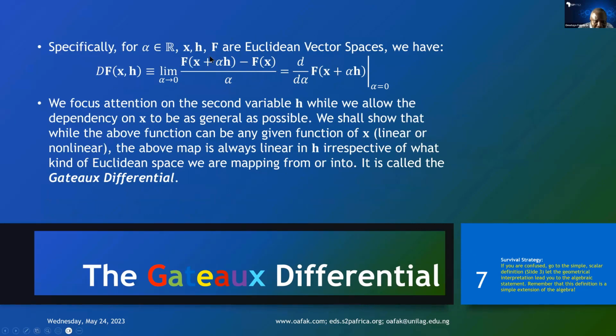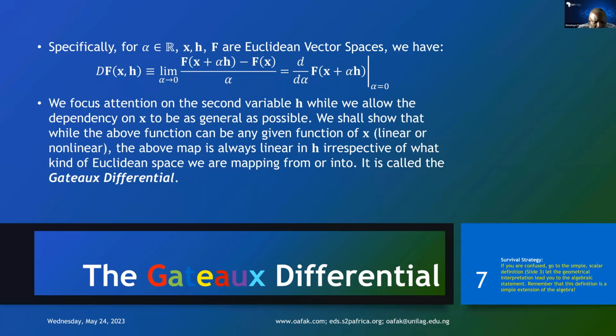If I give you any function f of x, you can always add alpha h to x. Everywhere there is x, of course, change it to x plus alpha h. That is the meaning of this. And then subtract f of x and divide the difference by alpha. That's just the definition. That's the name of the little girl that I'm introducing to you. I'm just saying that is her name. So this is the meaning of Gateau.